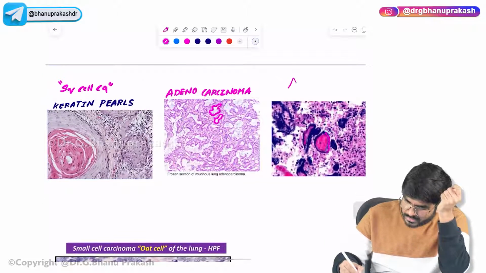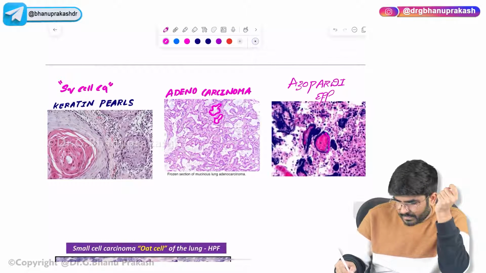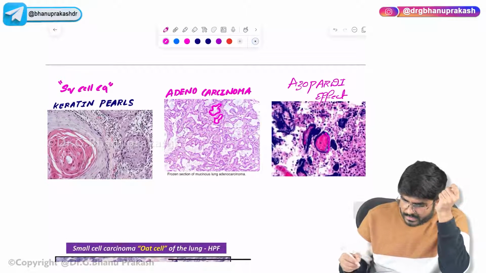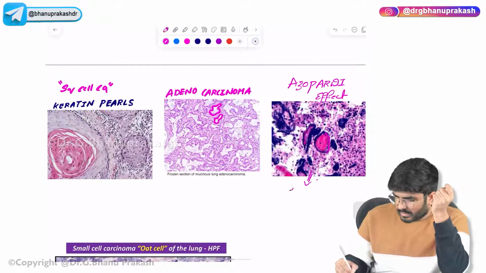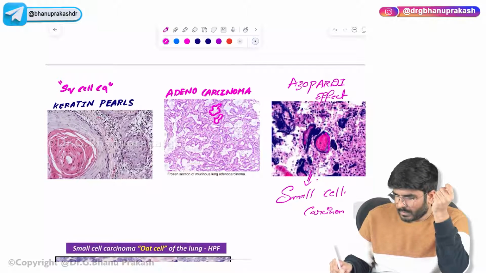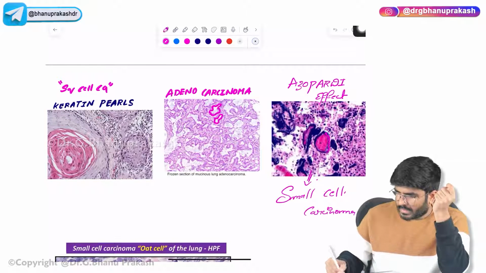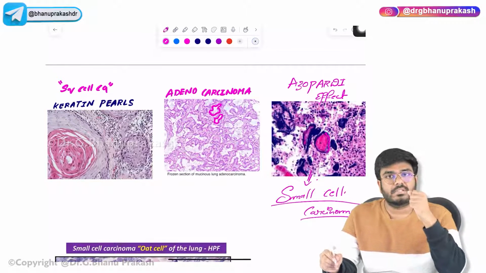This is called as what? Azopardi effect. See, this Azopardi effect is seen in small cell carcinoma of the lung. Okay, this Azopardi effect, it is seen where? Azopardi effect is seen in the small cell carcinoma of the lung.